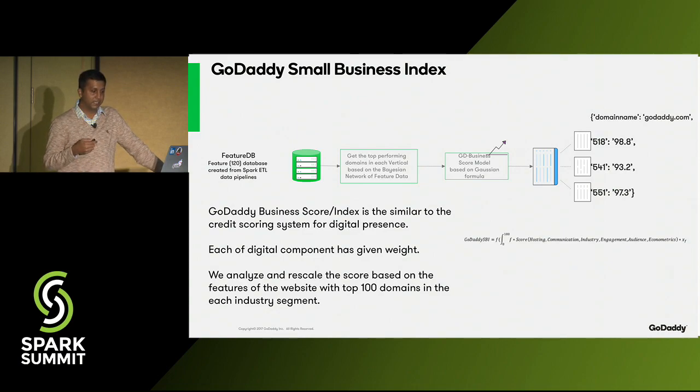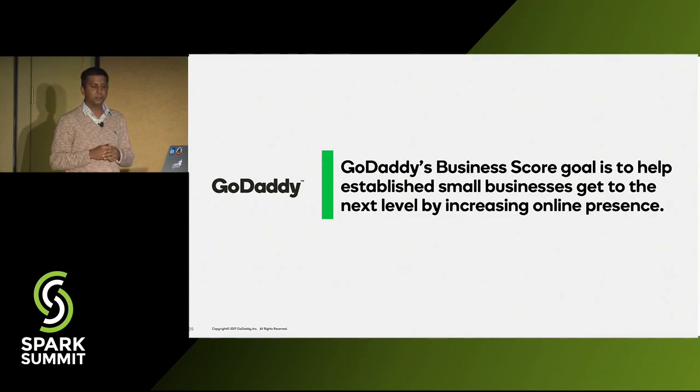So this is the GoDaddy small business index. The business score is given for different industries. So if it's NAICS code 518, it has a business index of 98.8, while the 541 NAICS code has a business index of 93.2. GoDaddy's business score goal is to help small businesses get to the next level by increasing their online presence. We will monitor their small business index month by month, and keep informing them how their business score is increasing or decreasing.